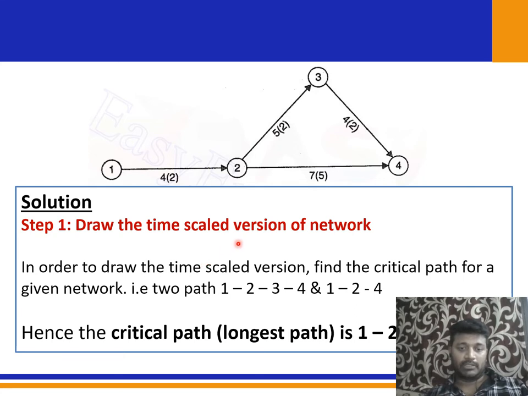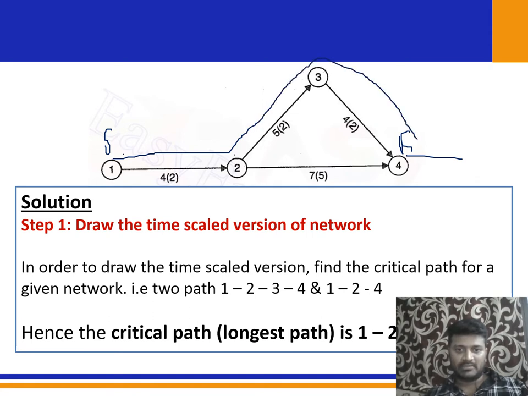In order to draw the time scale version of the network, you should know how to find the critical path for a given project network. So critical path means, for example, there is a network like this. You need to consider the various paths by which the project can be completed. A path has a starting point and an ending point. So starting from here, what are the possible ways to complete the project? 1 to 2, 2 to 3 and 3 to 4, that is one path. The second path is 1 to 2 and 2 to 4.